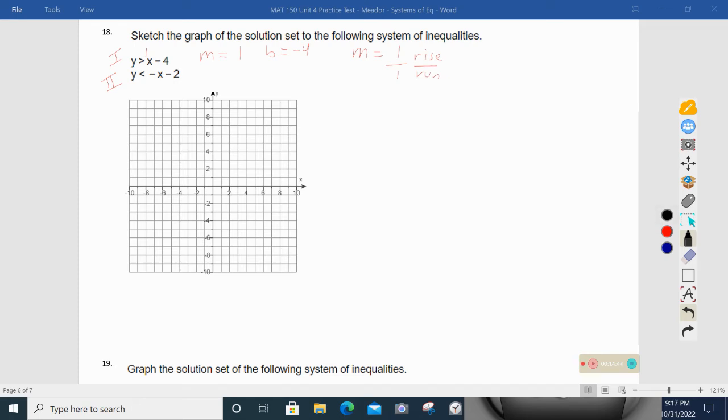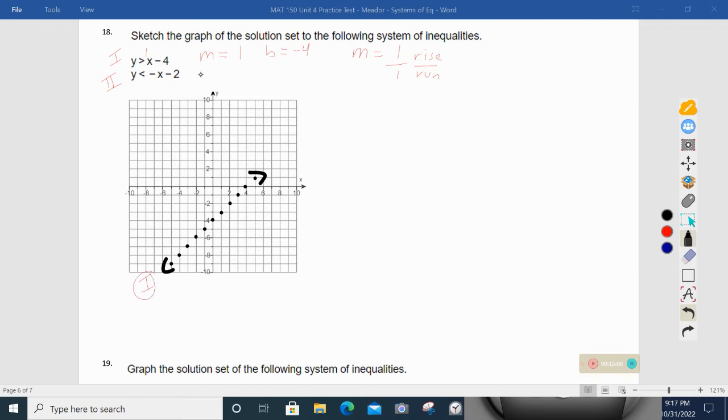All right, so we're going to go to the point negative 4. B is where you begin. So I'm going to go down to negative 4, and then I'm going to rise 1, run 1, rise 1, run 1, rise 1, run 1. And actually, I needed a dotted line anyway, so this works out. So there's my first dotted line. Now, that's inequality 1.